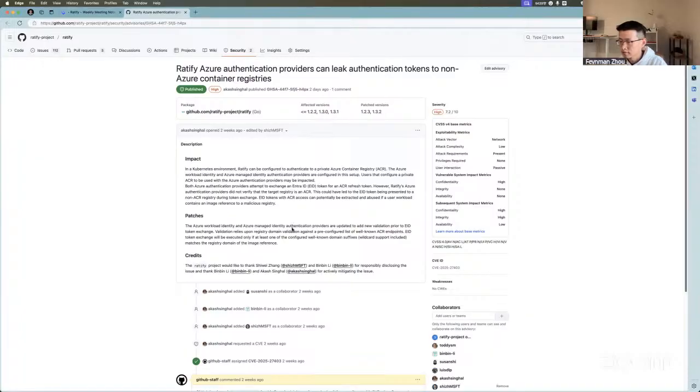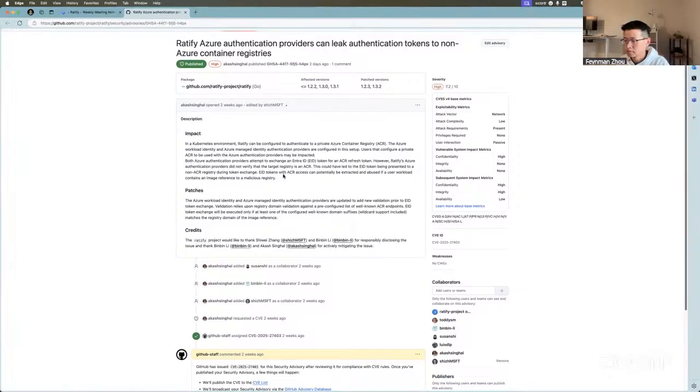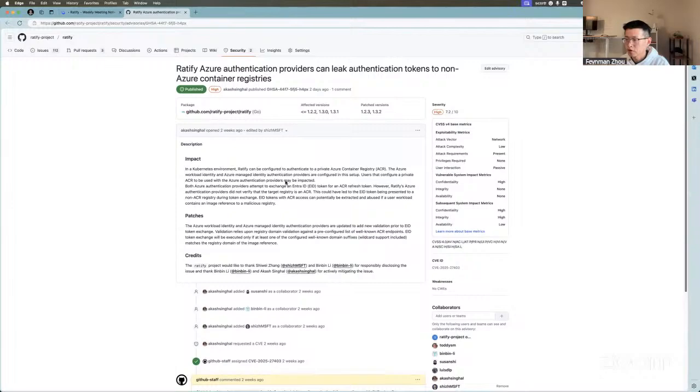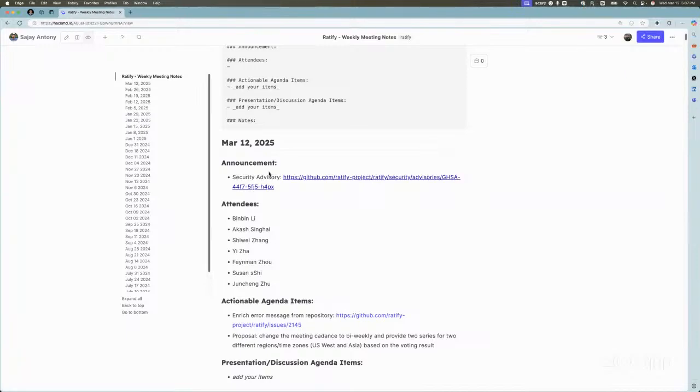Thanks, Akash. Okay. If no more questions regarding the security advisory, we will go back to our agenda. The second topic is actually a GitHub issue raised by a user regarding error message improvement. I believe this was added by Bingbing or someone else. Yeah, I did the second one. Let me check out this issue.